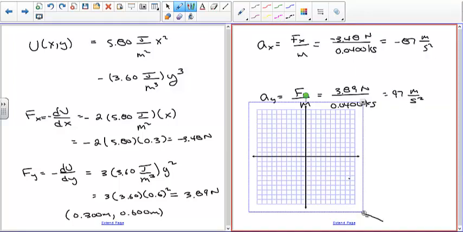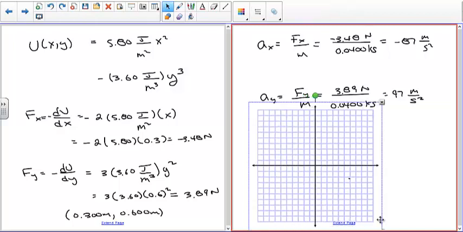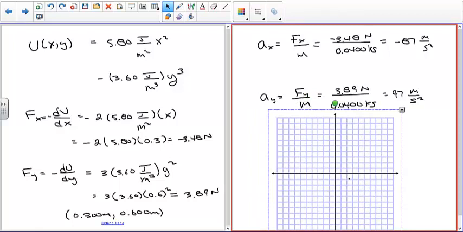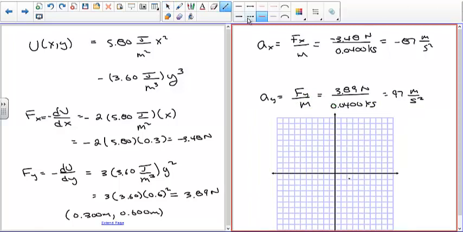So I'm going to just sketch this out to get a direction for this thing. We've got a negative x component and a positive y component. So it's going to look something like this. So the angle is going to be between 90 and 180 degrees. So that's the angle theta.